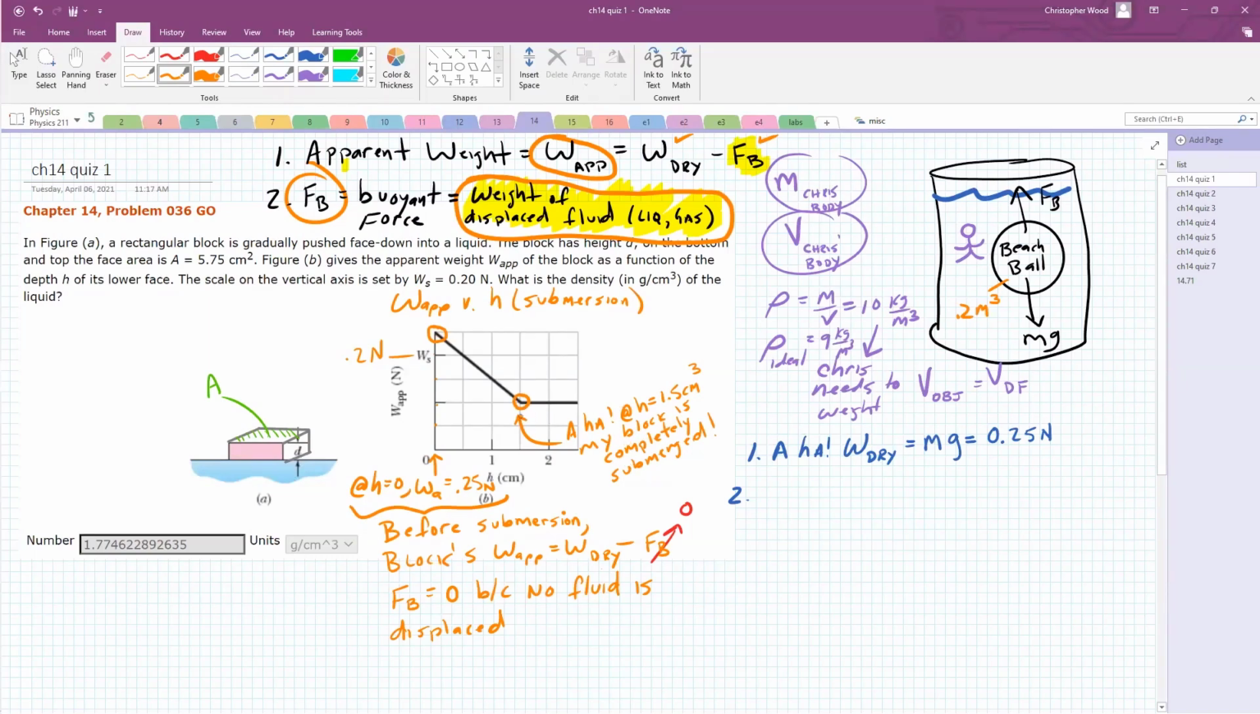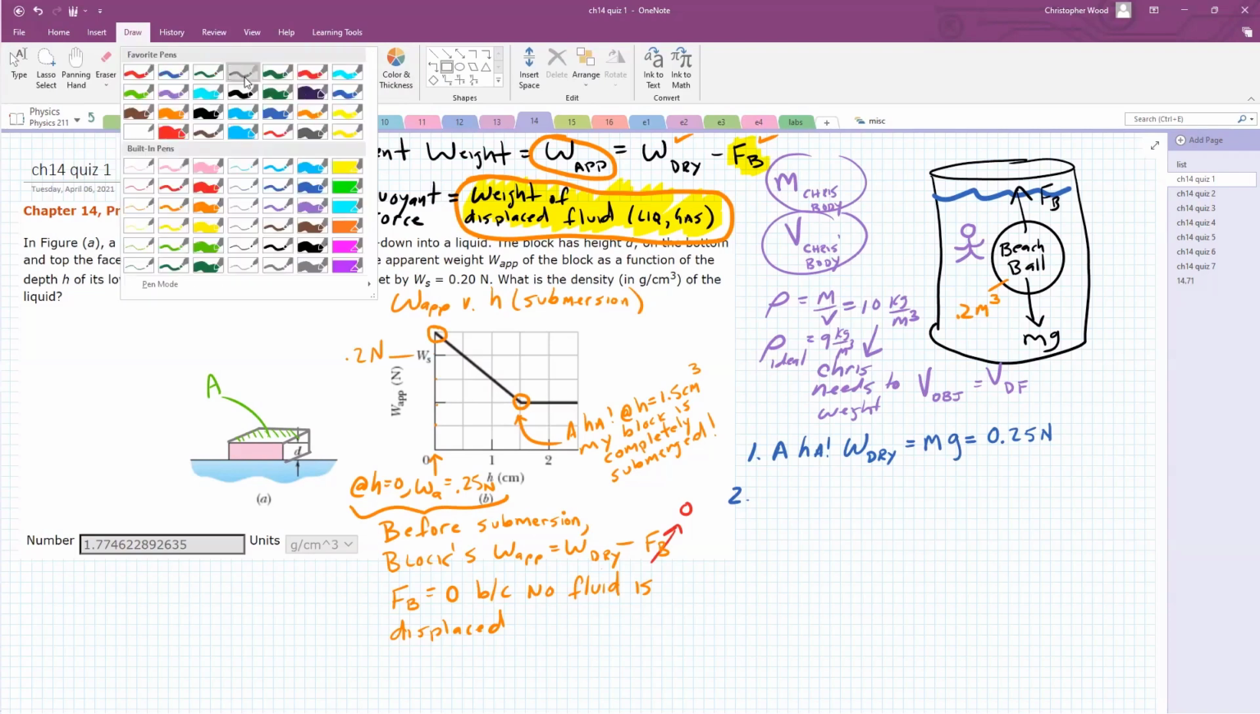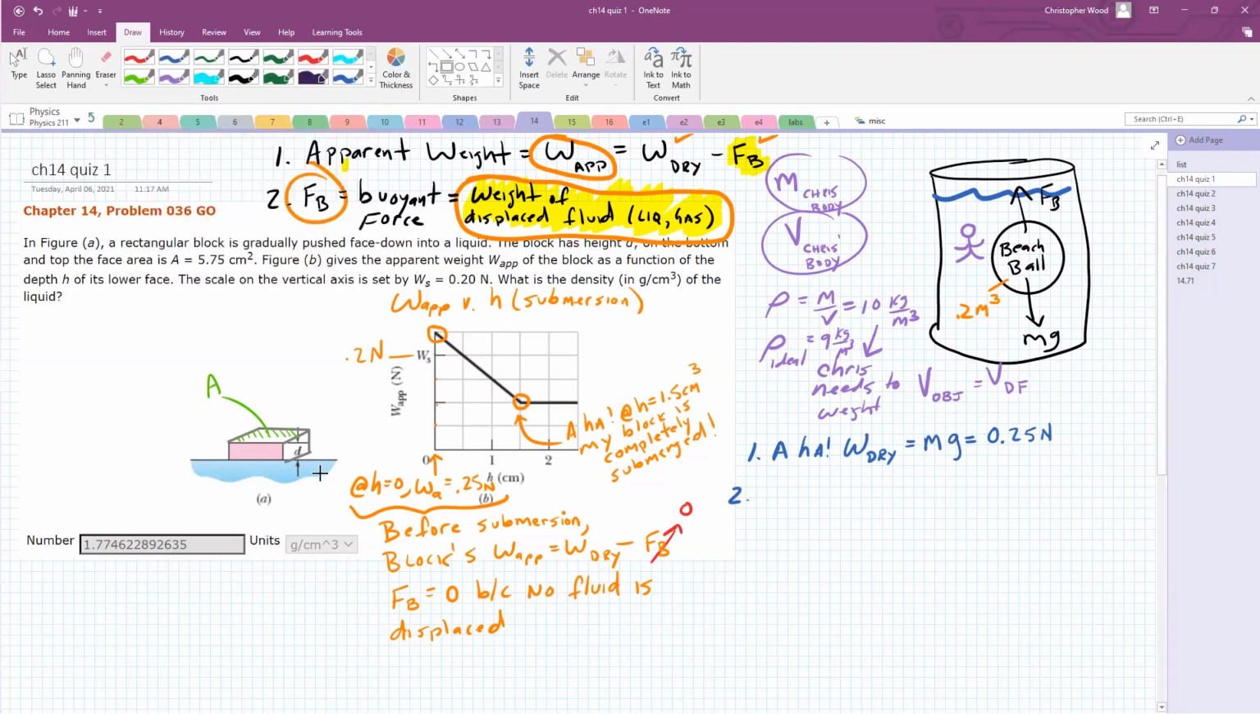How do I know my block is completely submerged? Because after this block has descended by, in my case, 1.5 centimeters, now the block is completely underwater. It's looking like this. Okay, so now my block's completely underwater. And even if I drive it underwater even further, its apparent weight's not going to change, because from this point onward, the buoyant force doesn't change.